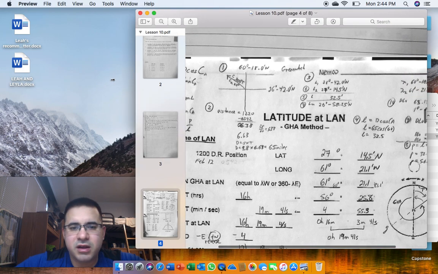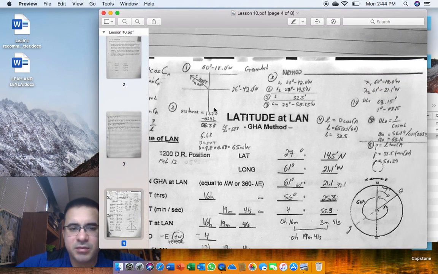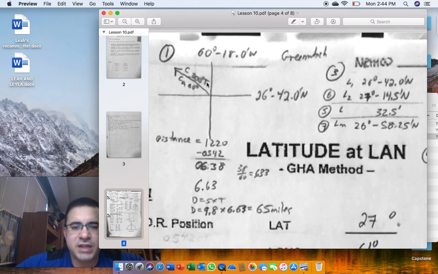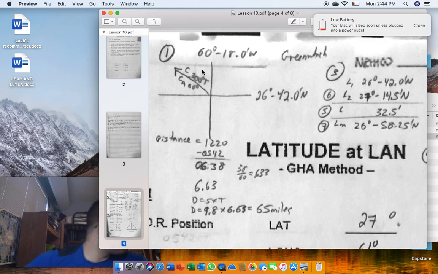So let's crank out. The first step is just to see what your course angle is. Our course angle was 300. Ooh, let me charge my computer.